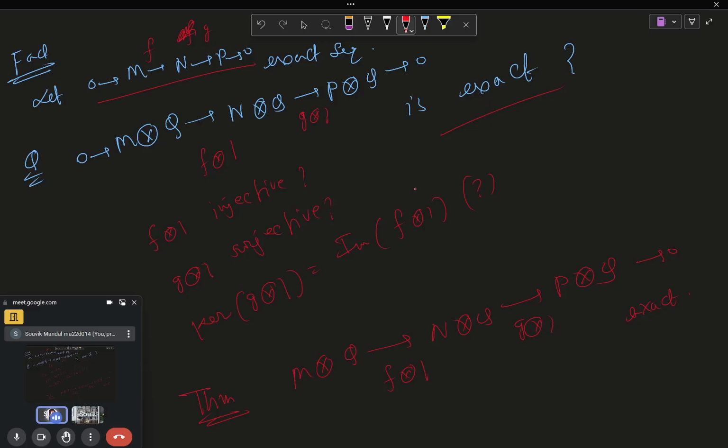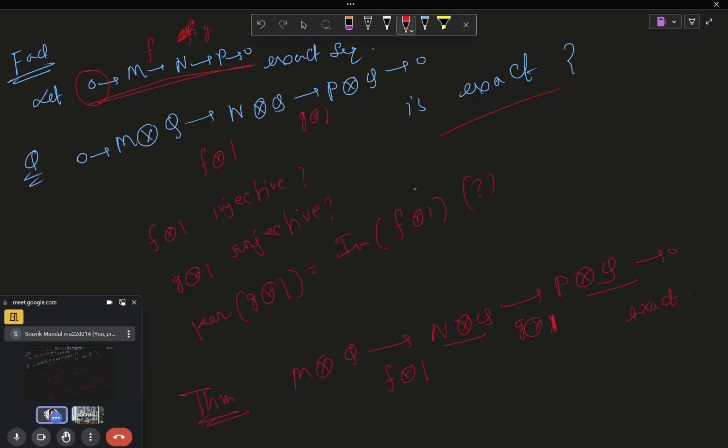The theorem is as follows. Suppose 0 to M to N to P to 0 is an exact sequence. Then M tensor Q to N tensor Q to P tensor Q, this sequence is exact. On just this, the 0 will vanish here. So that means what? The F tensor 1 may not be injective, correct?